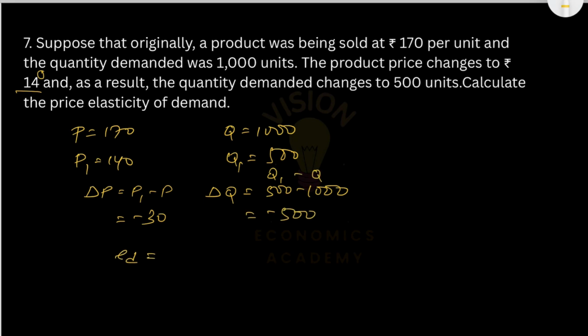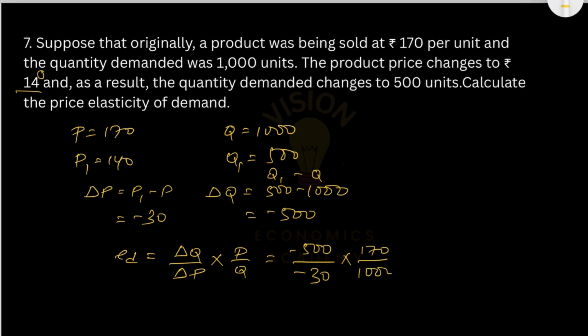Now putting it in the formula of elasticity of demand, change in Q by change in P into P by Q. So change in Q is minus 500 by minus 30 into 170 by 1000. Yes, we have just put the value of change in quantity by change in price into P by Q. These are the initial price and quantity.